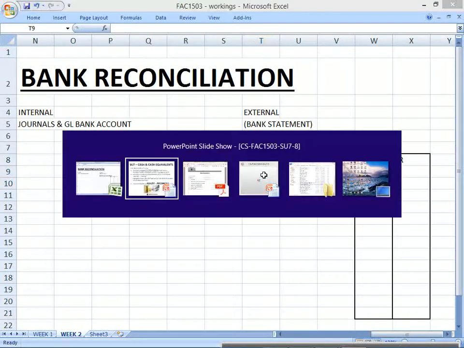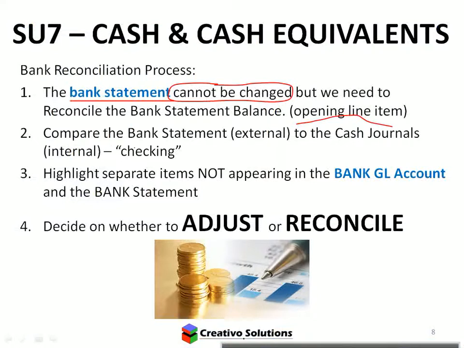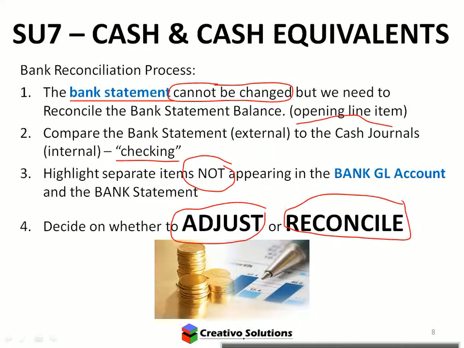Right, the next bit. Point number 2 says, compare the bank statements, which are external records, to the cash journals, which are internal records. And that's the process of checking. Then we're going to highlight separate items not appearing in the bank general ledger account and the bank statement. And then we need to either adjust or reconcile. You never ever do both.